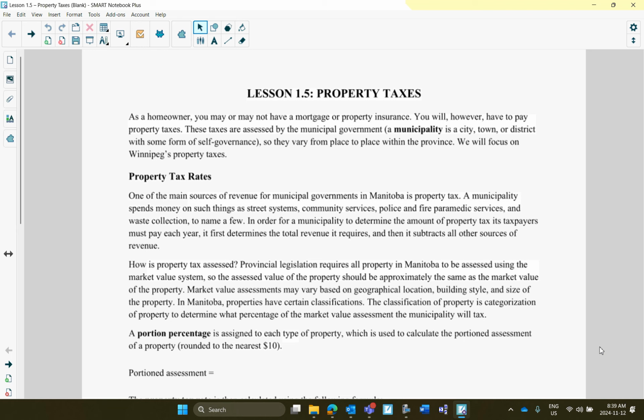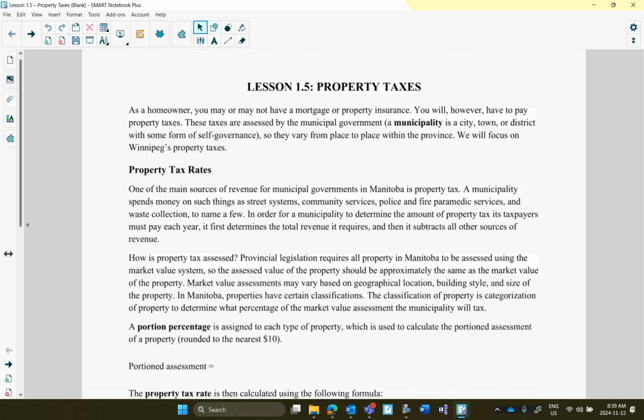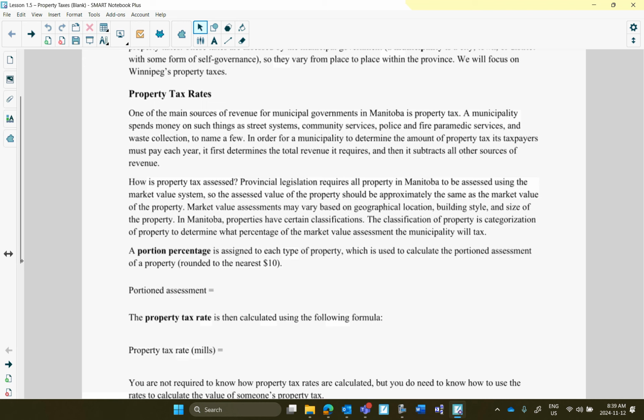So the way that they pay for that is that they collect taxes on properties. Okay? So that is what we call a property tax. How it's done, okay, is it's based on the market value system. So it's based on the market value of your house. Now, you don't need to know how the actual tax rates are calculated, but I'll just briefly tell you how it's sort of done.